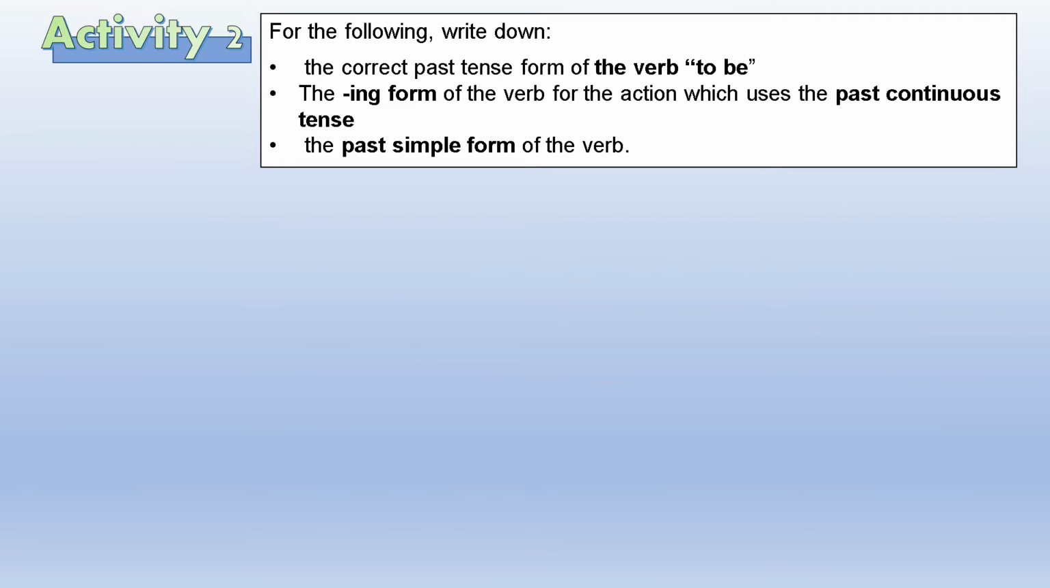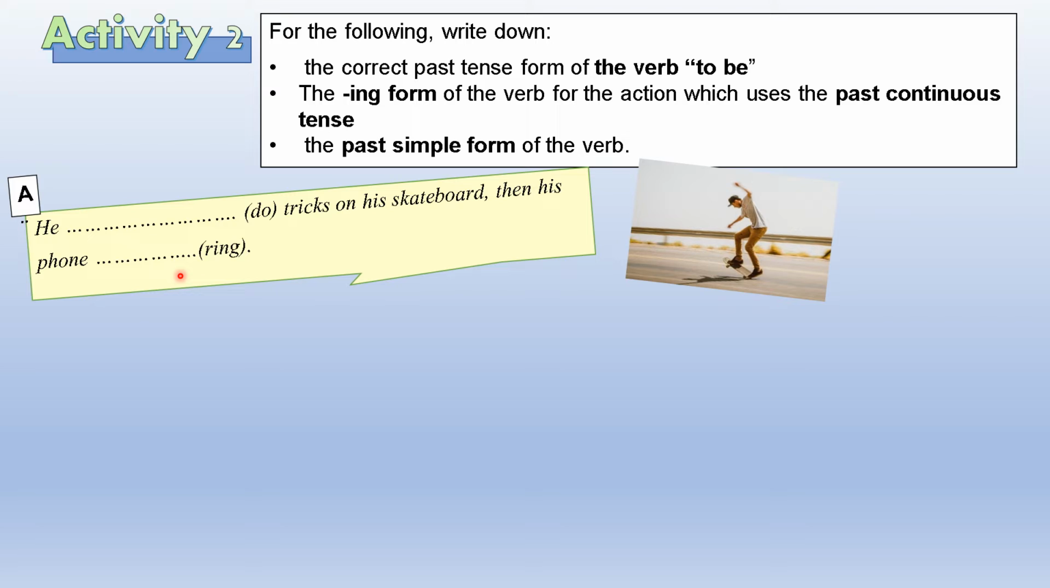Activity 2. For the following, add the correct past tense form of the verb to be, the ing form of the verb for the action using the past continuous tense. So you need to use the ing form of the verb, which is given in brackets here. And then the past simple form of this verb at the end. So for A, he, something, something, tricks on his skateboard, then his phone, something.